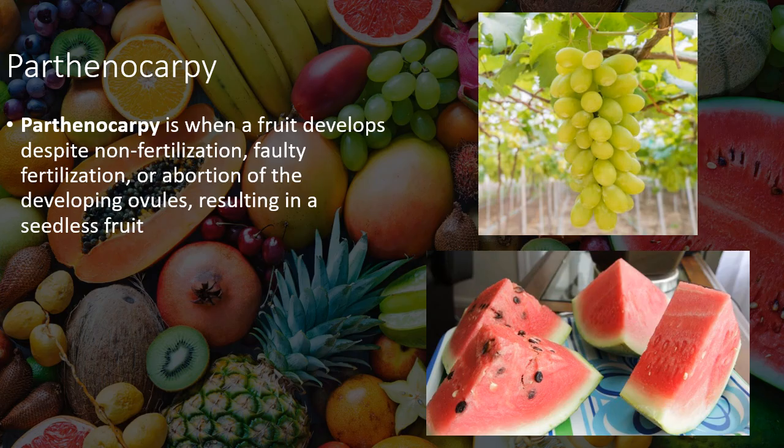If you didn't understand what that's about, just know that there are some watermelons that have twice as much genetic information as other types of watermelons. And if you cross the two together, you get a faulty fertilization and the ovules will abort their development, which results in a seedless fruit.